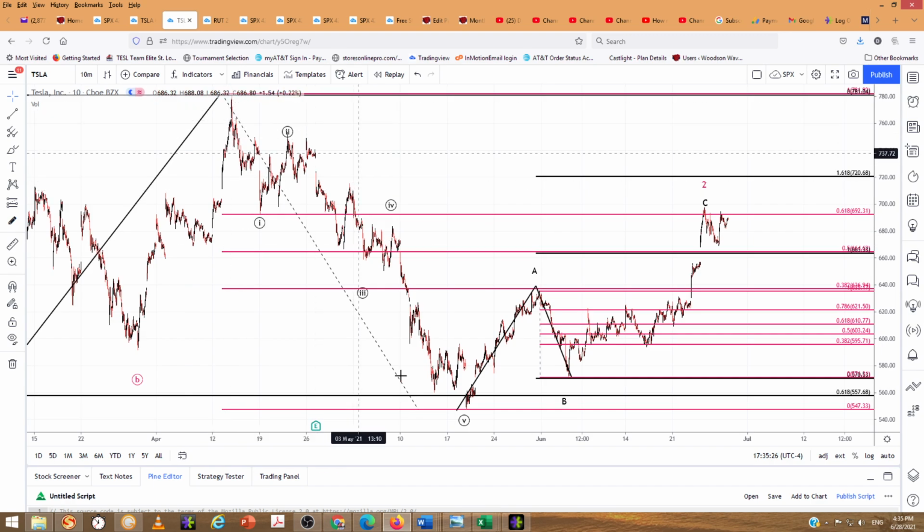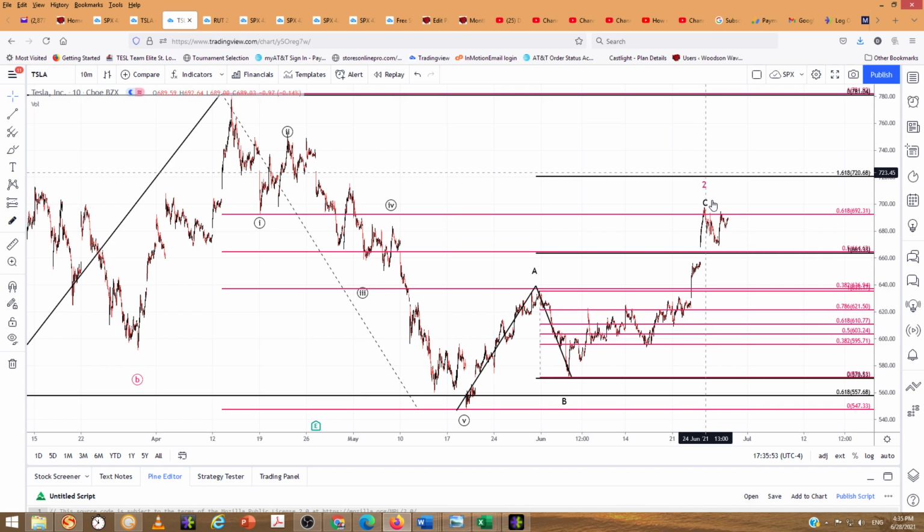There's that 1, 2, 3, 4, 5. There's the A, B, C. And you can see C gained equality with A right at the 50% retracement, but it went above it and it hit that 618. It could be a 1.618 multiple, that is wave C, to wave A at 720. So we got to allow for that. We're going to see how this plays out. This 618 seems to be holding any further rises.